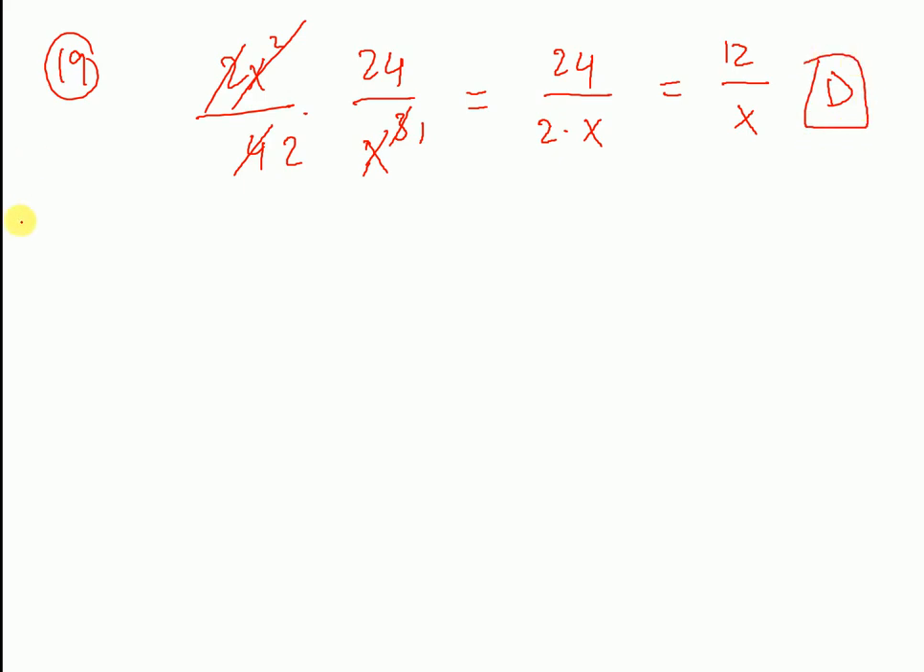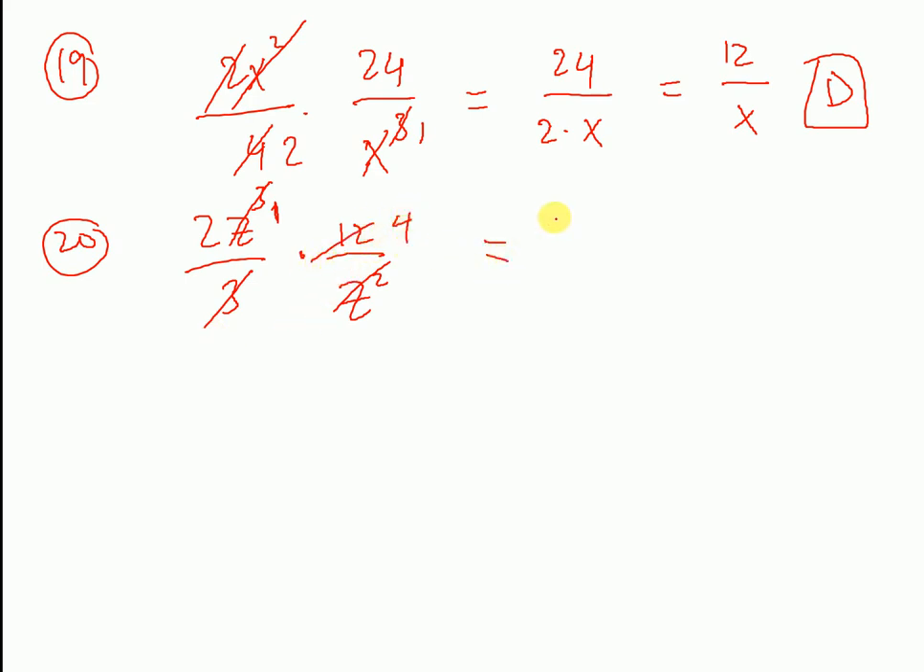So let's go over 20. I have 2z cubed over 3 times 12 over z squared. Again, I can take out z squared at the bottom and divide the same z squared. I have z to the first power on the top, and I can divide by 3 at the bottom. 12 divided by 3, that's 4 on the top. So I have now 2z to the first power, and then 4 left. 4 times 2 is 8z, or D.